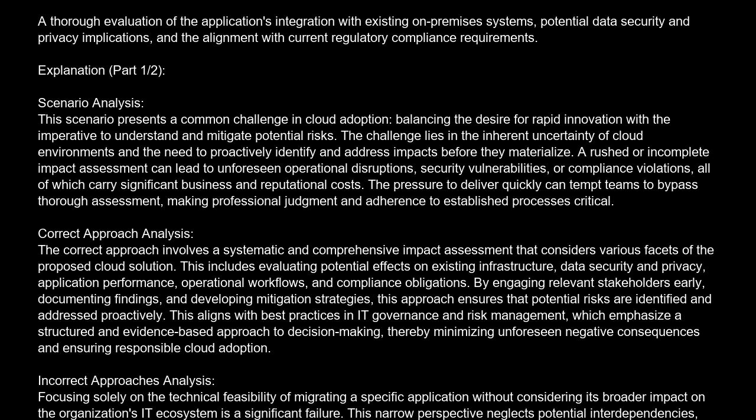By engaging relevant stakeholders early, documenting findings, and developing mitigation strategies, this approach ensures that potential risks are identified and addressed proactively. This aligns with best practices in IT governance and risk management, which emphasize a structured and evidence-based approach to decision-making, thereby minimizing unforeseen negative consequences and ensuring responsible cloud adoption.